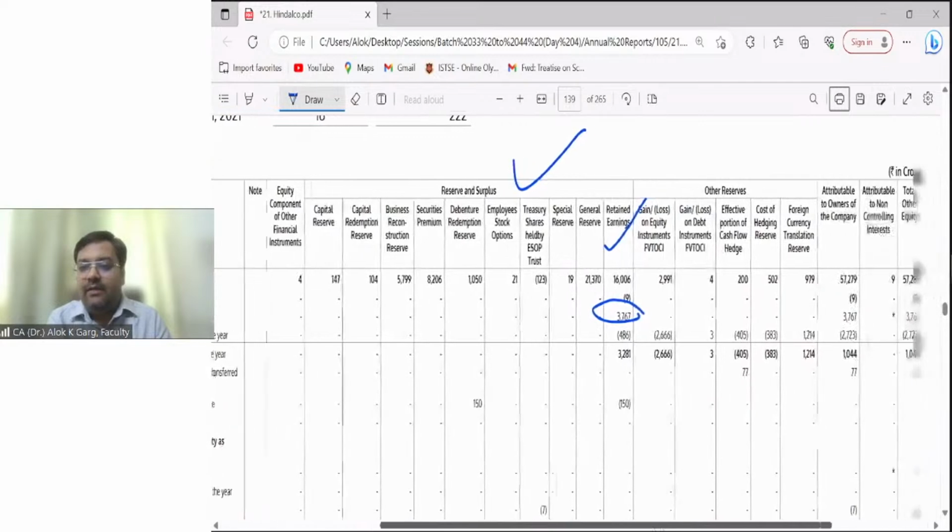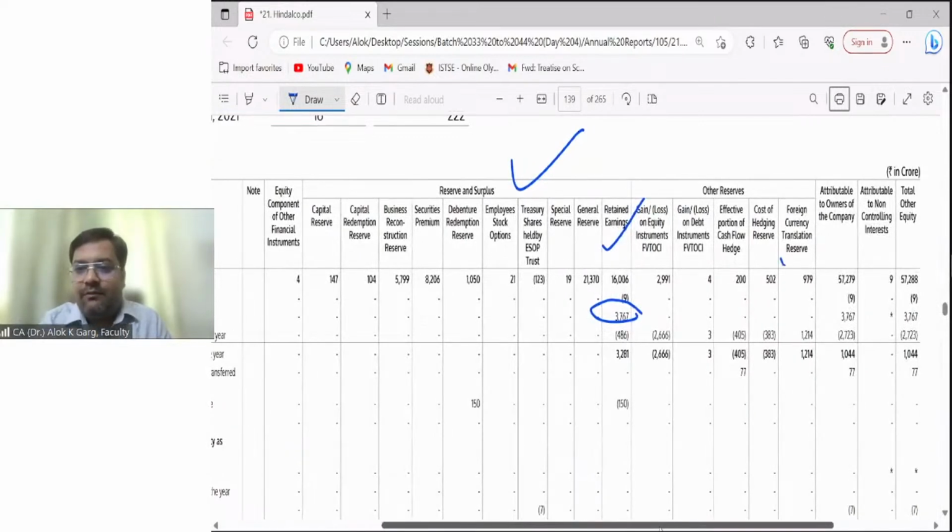equity. When you go to the other reserves, you can see this foreign currency translation reserve. This foreign currency translation reserve is other reserves in the statement of changes in equity, in other equity, right? Is that clear? I hope you guys are clear by looking at this live annual report, right? Is that clear, guys?